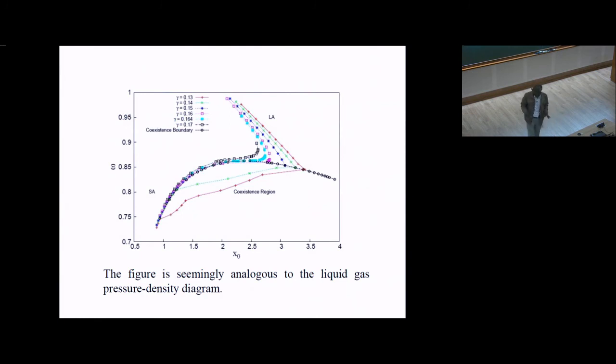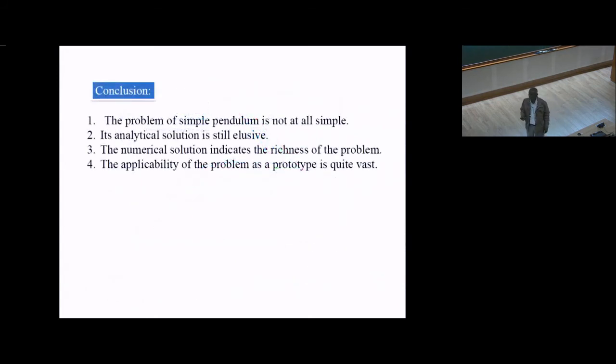So the essential thing is, let me conclude, that this simple pendulum is not very simple. Just a simple pendulum, but you do not know how to calculate the resonance frequency, and you do not know even the relationship between the amplitude and frequency. Amplitude and frequency are entirely different. Analytical solution is still elusive. Numerical solutions indicate the richness of the problem. That means that if you increase the dissipation, you'll see that they behave in a very, very different manner.